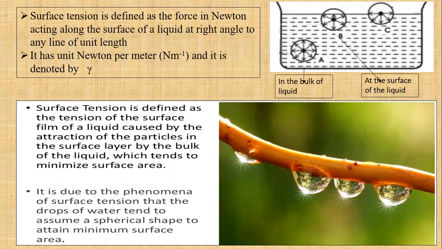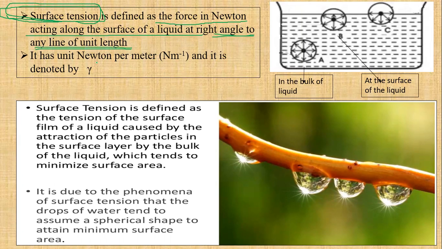So we'll see the first property, surface tension. Surface tension, this is the first property we are going to study. Now how we can find out surface tension, what is the definition of surface tension, all those things we are going to learn here. It is defined as a force in Newton acting along the surface of a liquid at a right angle to any line of unit length.